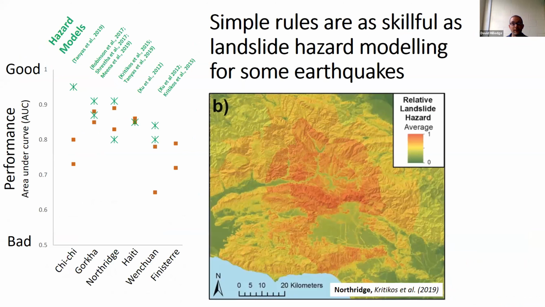And when we compare this to hazard models, what we find is that the models tend to outperform the rules, but not by much, and not always. It's worth bearing in mind that, so here we're looking at earthquake-triggered landslides, that these models all use peak ground acceleration or some shaking intensity, which is something we wouldn't have ahead of the event.